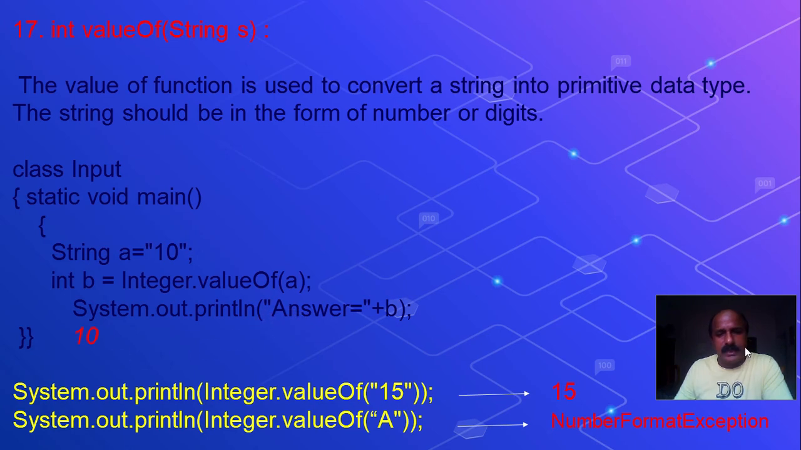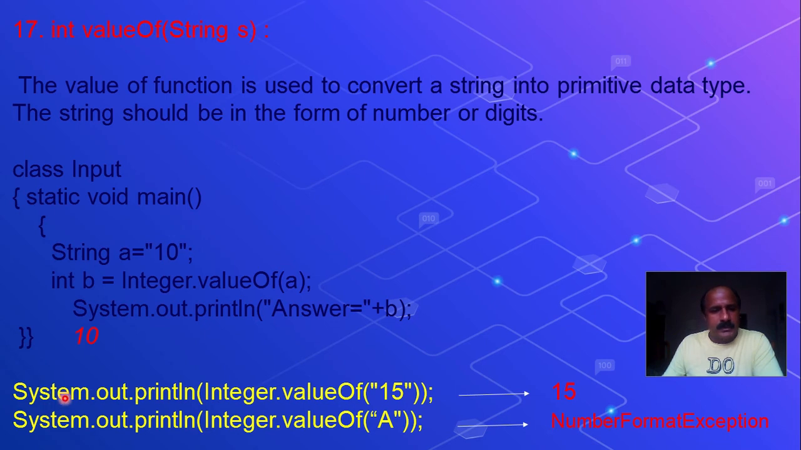Now see another example over here. System.out.println(Integer.valueOf(15)). I have used Integer.valueOf directly here with 15. Then what will you get? The value of this 15, a number, you will be getting here. What is the number? 15. This is a string and this is 15 as a number. The same way you can store this number in a variable also.